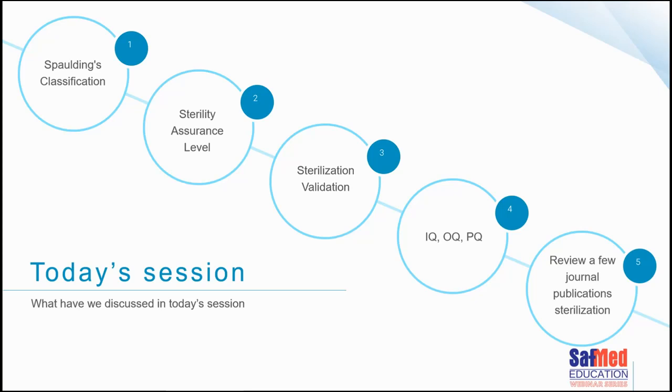As a reminder, what did we cover today? We spoke about Spaulding's classification. We reminded ourselves that items that are critical and need to come into contact with the patient's sterile body tissues need to be properly sterilized to a specific sterilization assurance level. We know that we need to do a whole bunch of stuff to validate this sterilization. We know that we need to do an IQ, an OQ, and a PQ, and we know now from the journal publications that if we don't do what it is we are meant to do, we will not release a device that is safe. We will harm our patients. And that is our entire goal.